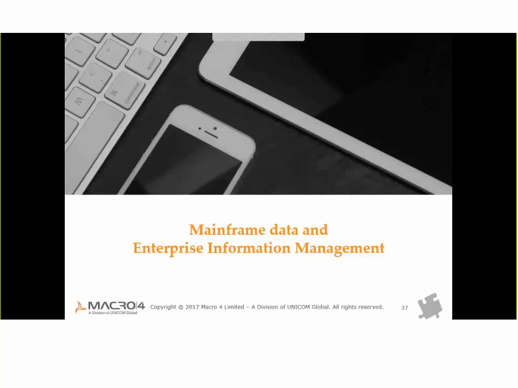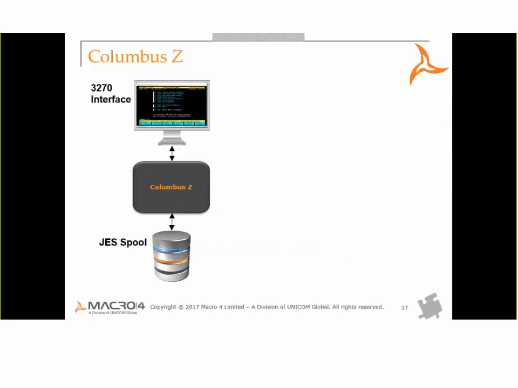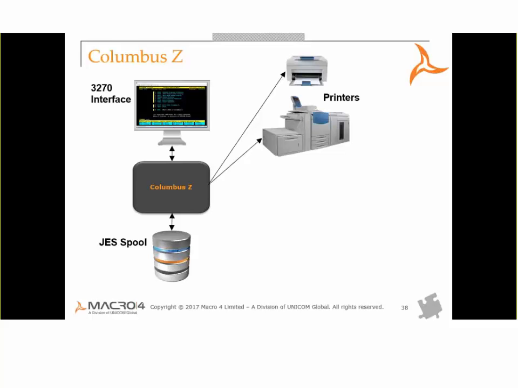The next area I'd like to look at is mainframe data and how it plays a part in enterprise information management. Now, we already have a product that deals with some part of mainframe data, which is the JES spool, all your print jobs. We have a product called Columbus Z, has a nice 3270 access to it, access to all your printers across your network, both VTAM and IP attached printers, and it will print jobs and it will send the jobs off to files, so files can then be fed into other applications that you might have running.